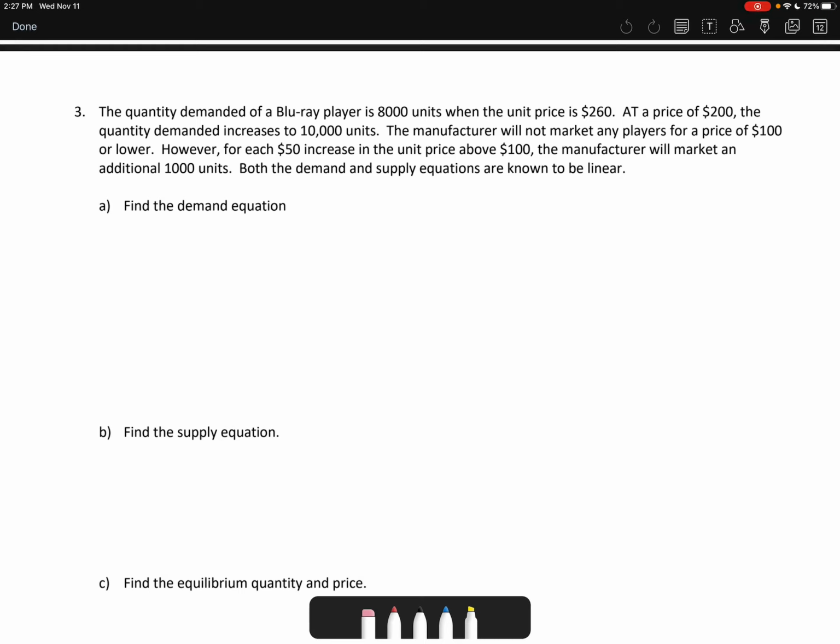So the quantity demanded is 8,000 at a price of $260 and 10,000 at a price of $200. What we have there is two ordered pairs. The ordered pairs go into the format of (x, p), x being the number demanded and p being the price. So we have the two ordered pairs here, (8,000, 260) and (10,000, 200). And I need to get to the equation that goes through these points.